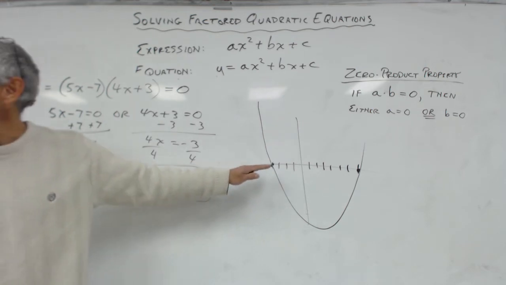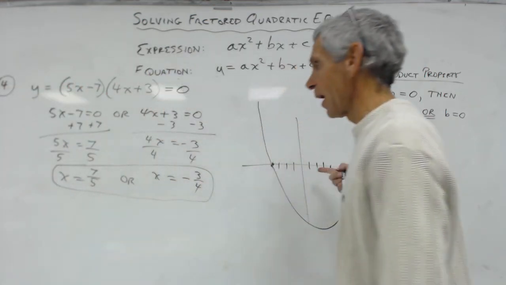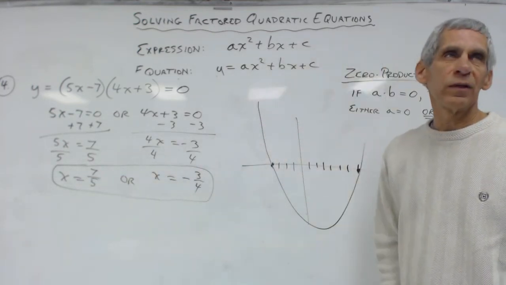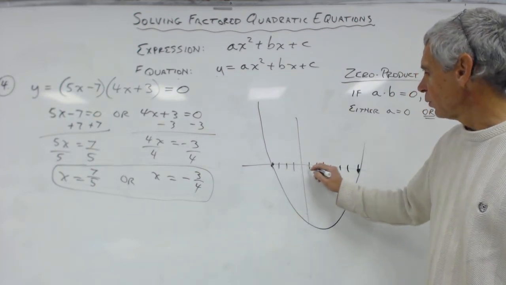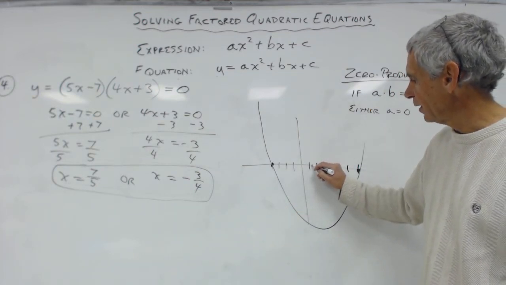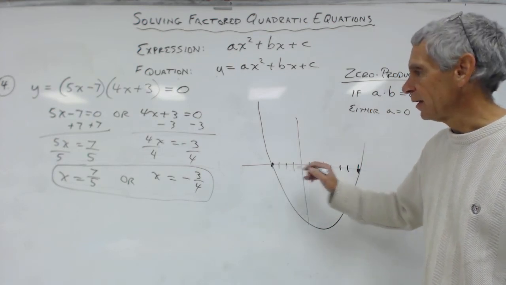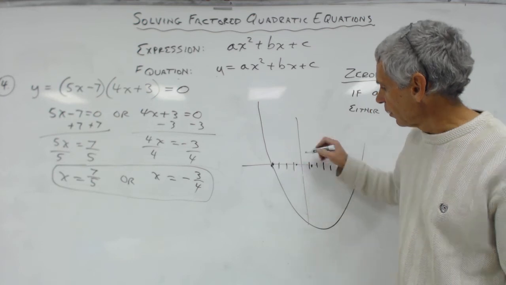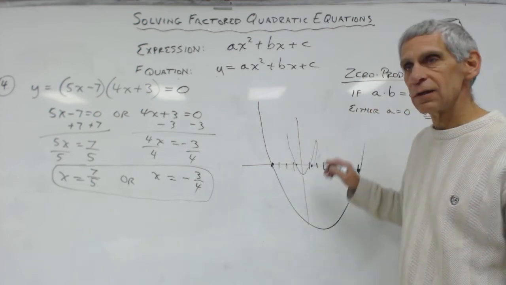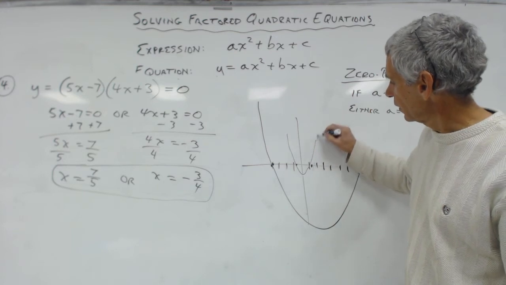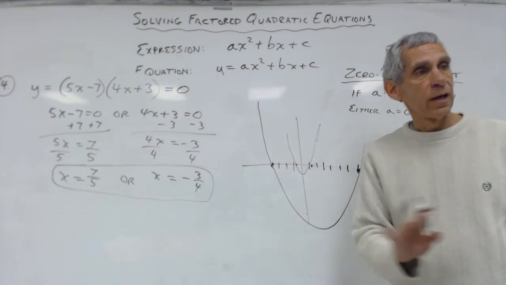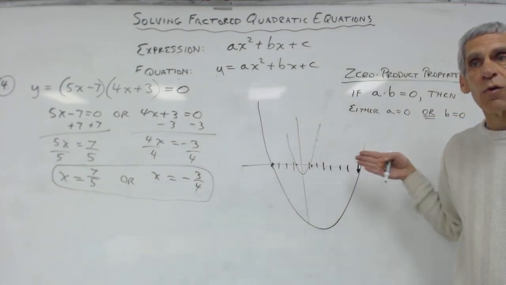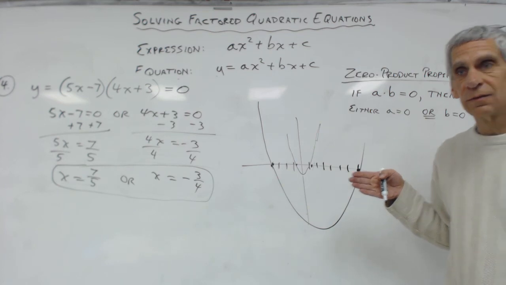But understand what you're doing when you're doing this. You're figuring out where they cross the x-axis. That's all it is. So I know at 7/5, what is that? 1 and 2/5, right? So like right around here. Does that make sense? And then this one is -3/4. Here's -1, -3/4 is around here. So I know my parabola is something like that. Do you have to actually graph it? You don't have to graph it. I'm just wanting you to realize what you're solving is a point on the x-axis. Does that make sense? That's it.